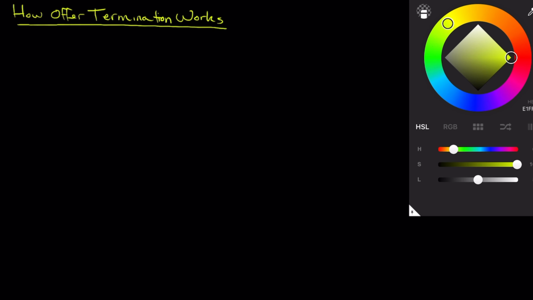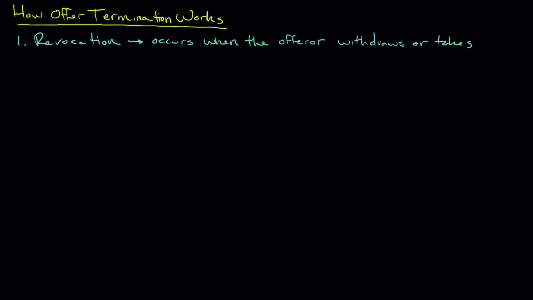Now, when an offer is made, it's important to remember that it's not always open indefinitely. There are several ways in which an offer can be terminated, and we'll discuss the most common ones in this video. The first way an offer can be terminated is through what's known as revocation. Revocation occurs when the offeror withdraws or takes back the offer before it's actually accepted by the offeree. It's important to note that revocation is only effective if the offeree receives the revocation before accepting the offer. If they've already accepted, then revocation is not possible.